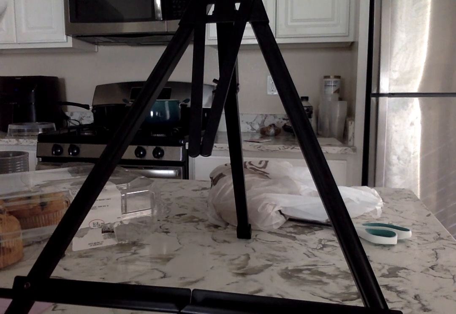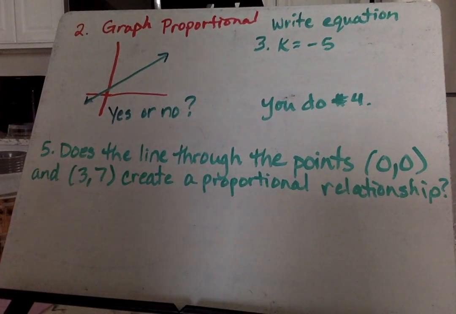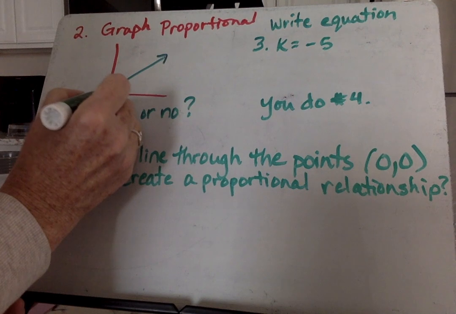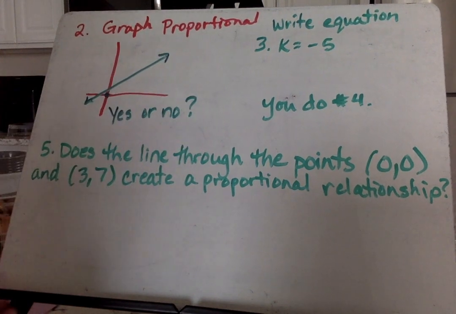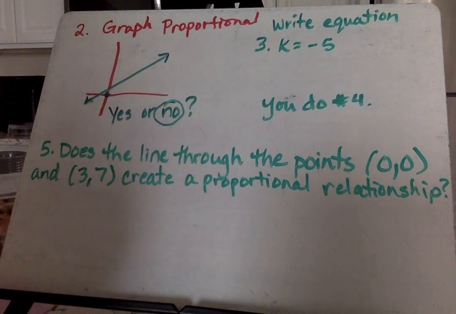Is this graph proportional? So the two things you need to check: it's got to be a straight line. Does it look like a straight line? Well, yes. The second thing you look at is, does it go through 0, 0? Okay, here's 0, 0 on my graph right there. Does that line go through 0, 0? No, it does not. So we put no, not proportional.